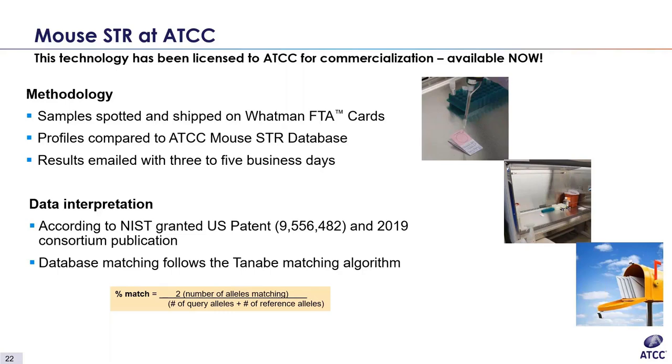Profiles will be generated following the NIST protocol and compared to ATCC's Mouse STR database, with results emailed within 3 to 5 business days. Data interpretation guidelines will follow NIST's patent and the consortium publication. Comparison of the submitted sample profile with ATCC's database will follow the Tanabe matching algorithm. This algorithm will give a percent match comparing the number of alleles in the submitted sample and the database sample, including how many of those alleles match. Now let's take a look at the service steps.